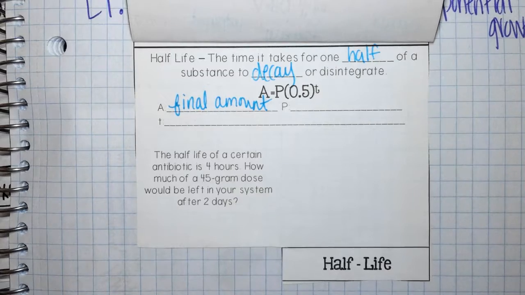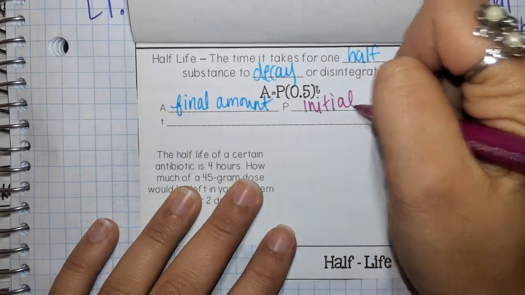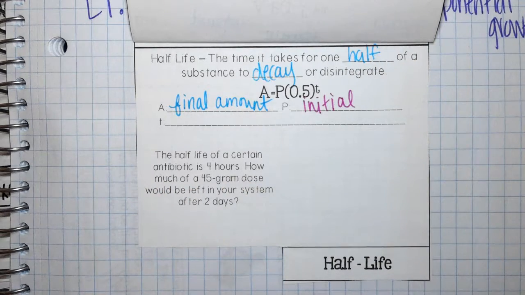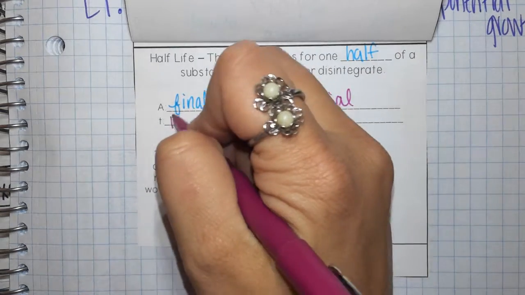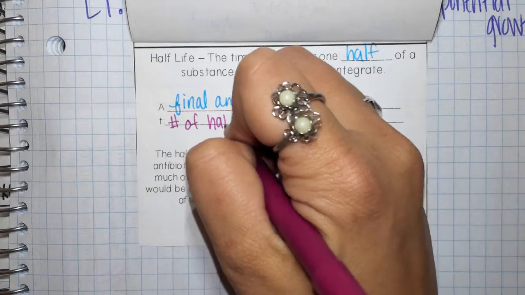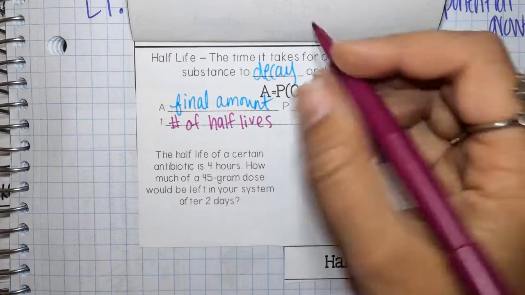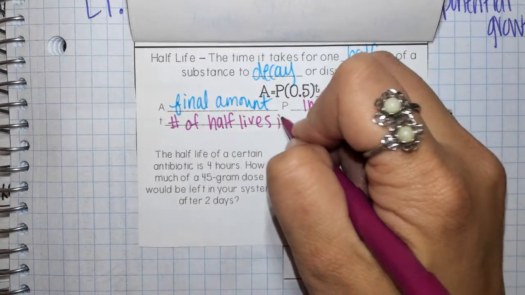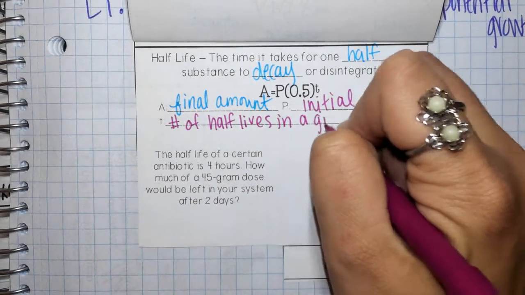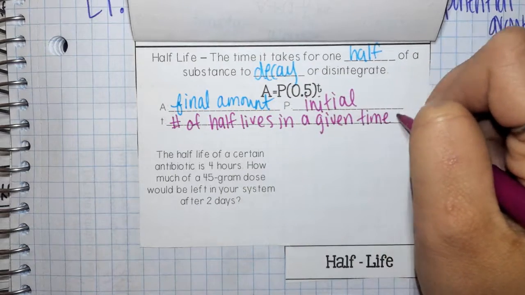All right, P is the initial amount. And since it's half-life, it'll always be 0.5. And T stands for the number of half-lives in a given time period.